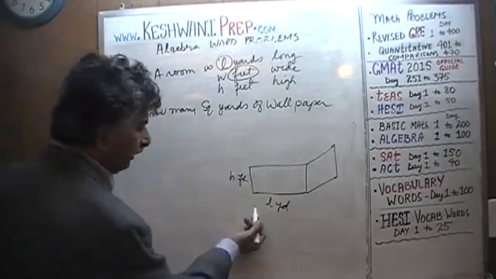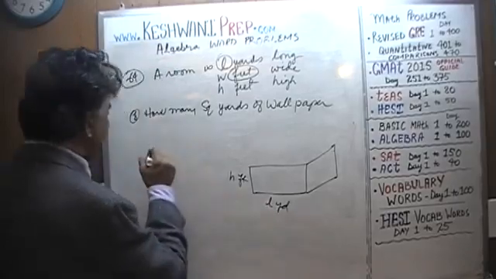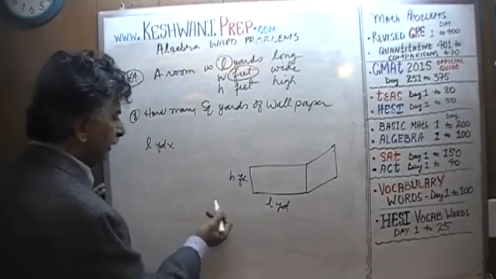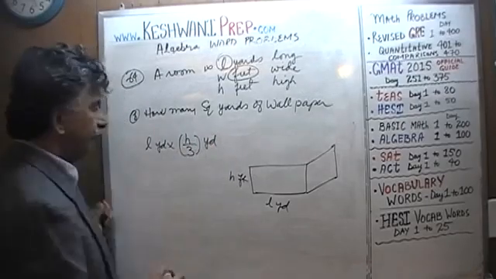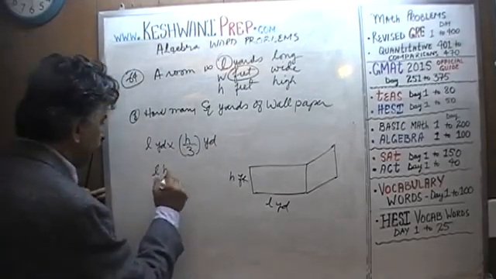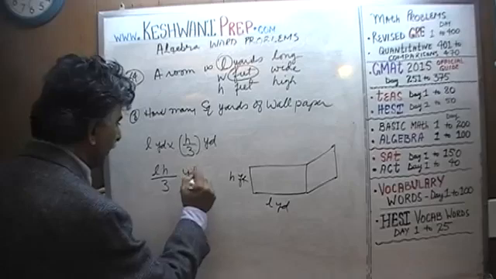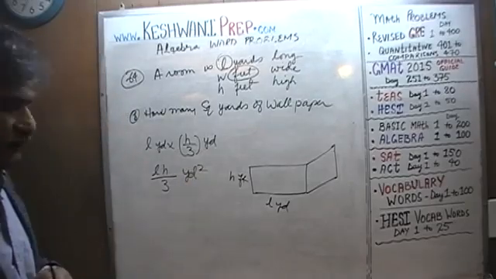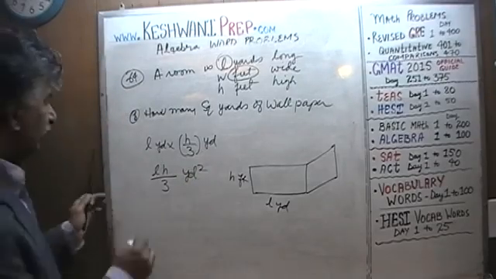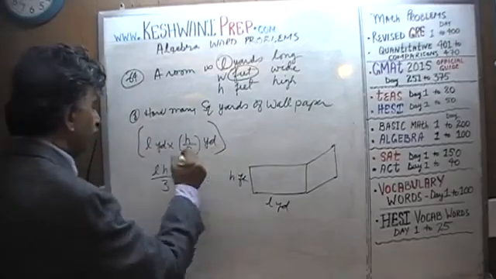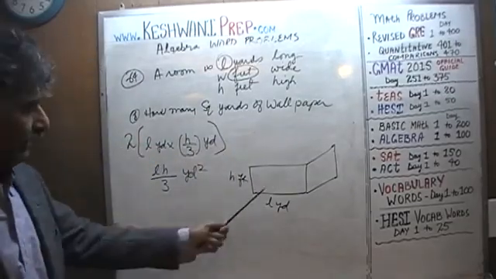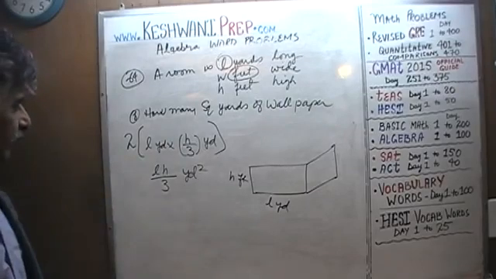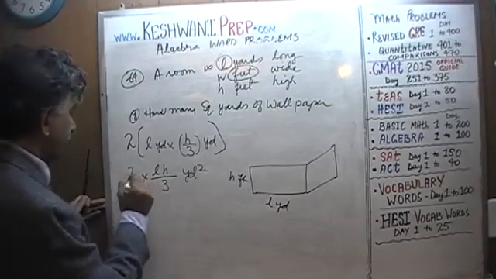The area is going to be how long it is, L yards, times H feet, which is H over 3 yards, which gives us L times H over 3 square yards. That's not all. We have to multiply this quantity by 2 because this wall faces another wall of the same dimensions on the opposite side. So it's times 2.